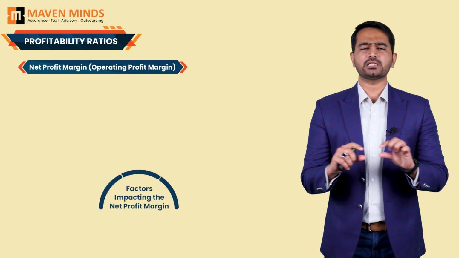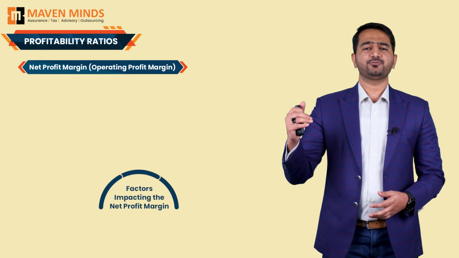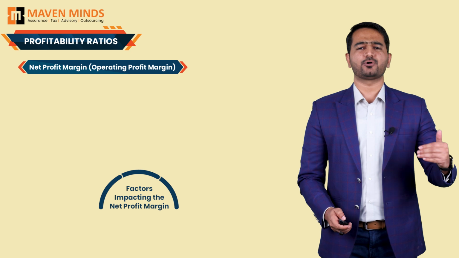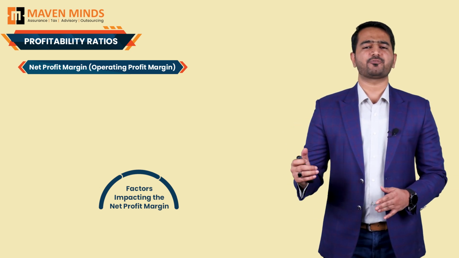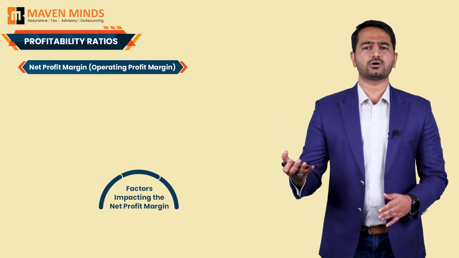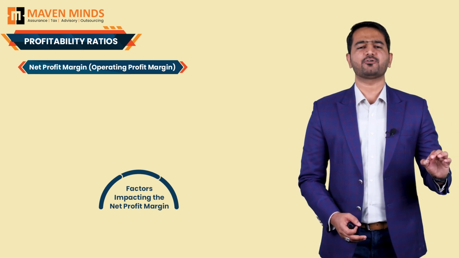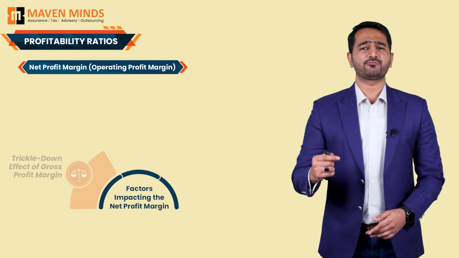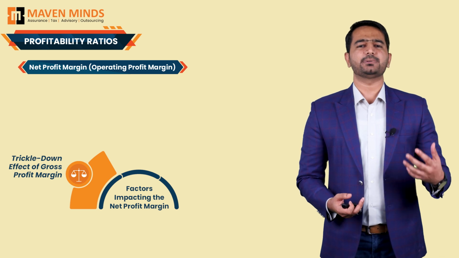There is a direct correlation between the gross profit margin and the net profit margin. If your gross profit margin is declining, it is likely that your net profit margin will follow the same. This is because if you are not making sufficient profit at gross level, that is after accounting for all direct cost of goods sold, it is unlikely that you will achieve a healthy net profit after all other expenses are accounted for. This trickle-down effect means that GP margin is a leading indicator of whether the company's net profit margin will improve or deteriorate.